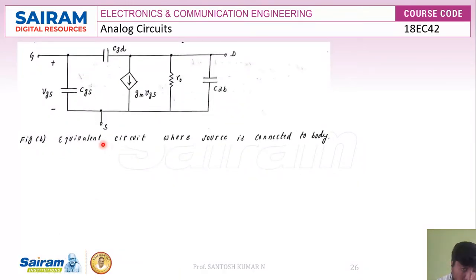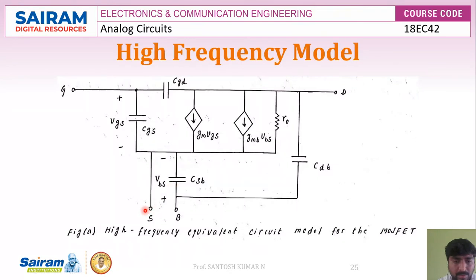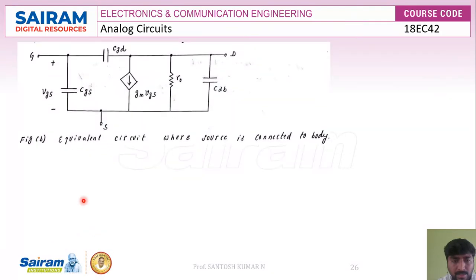This is the equivalent circuit where we merge the source and the body. Here you can see we are connecting the source with the body, compared to the previous diagram. These two will be combined together. When we combine these two, the source to body capacitance, CSB, can be neglected, so it gets reduced to this particular circuit or model as shown.